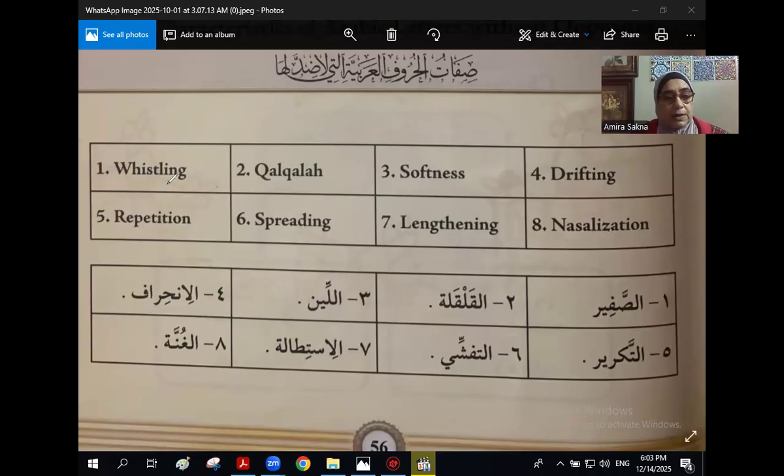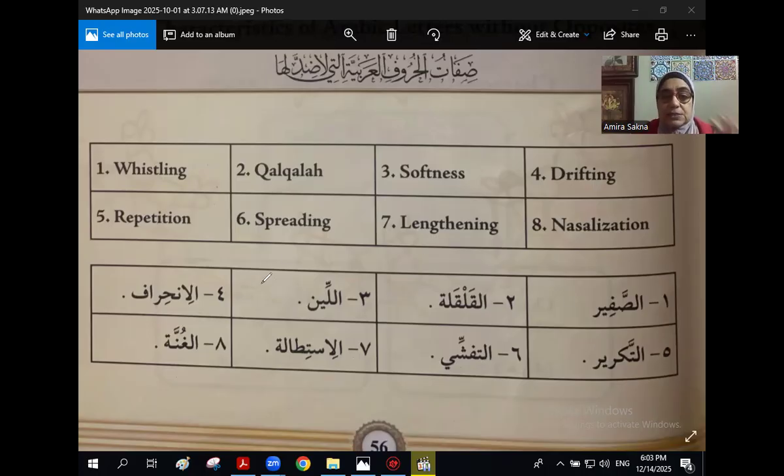They are الصفير, whistling, القلقلة, qalqalah, اللين, softness, الانحراف, drifting, التكرير, repetition, التفشي, spreading, الاستطالة, lengthening, الغنة, and nasalization. Those are the 8 characteristics without opposites.